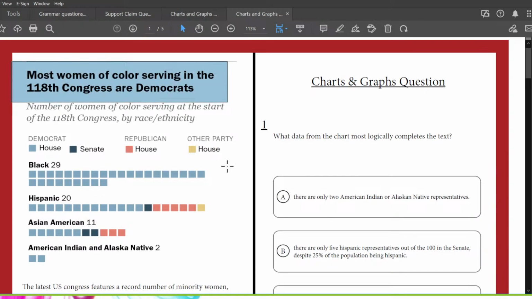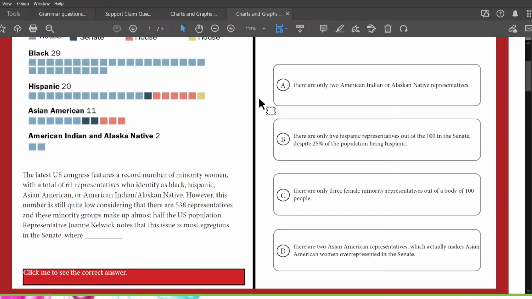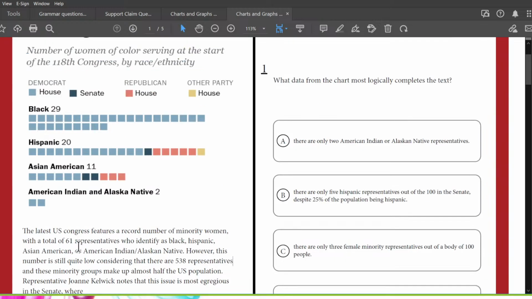I see women of color serving in the 118th Congress. Okay, I understand we're talking about female minorities in Congress. They're saying it's still a low number, because if it was proportional, if we have 538 and half of those people in the country are minorities, then you would expect like 220 or 270 representatives that are minorities. And if half of those are women, you would expect like 135. So the fact that the number is 61 means that they're still underrepresented. I'm doing that quick math in my head to sort of understand the issue.